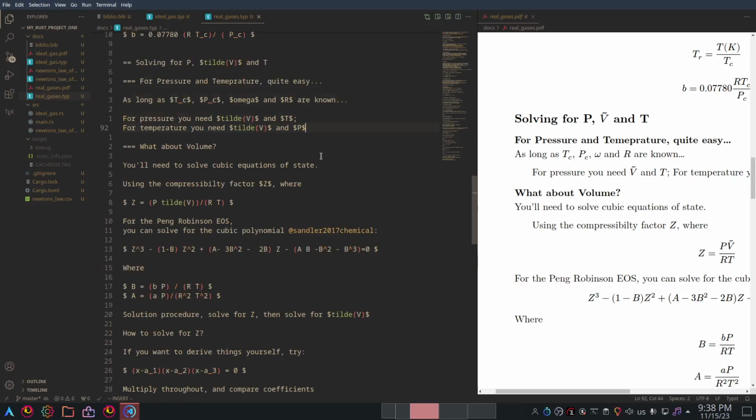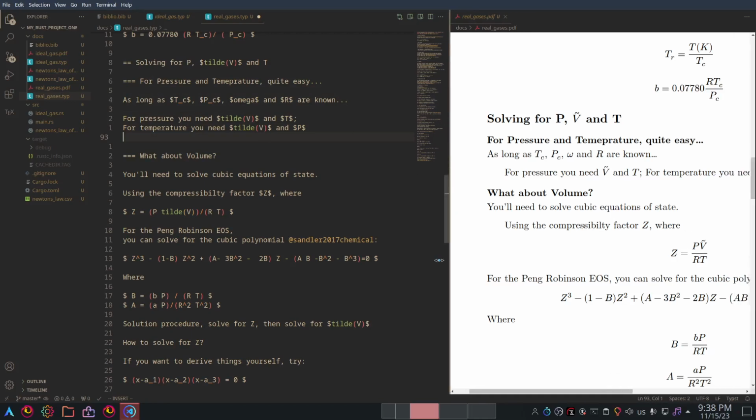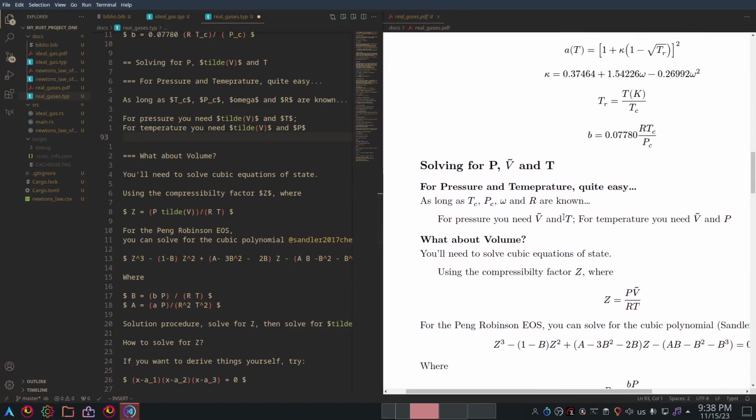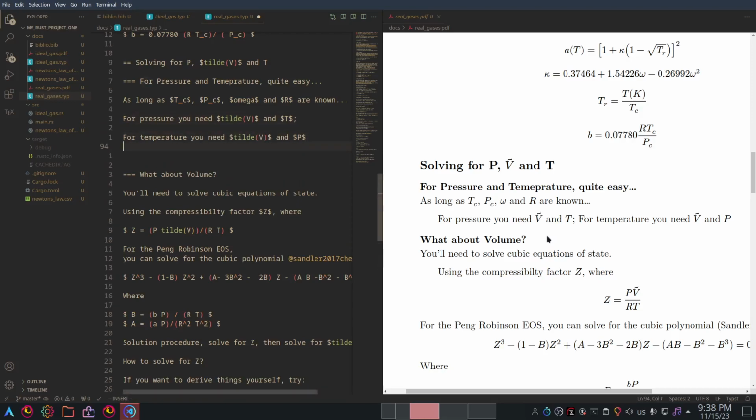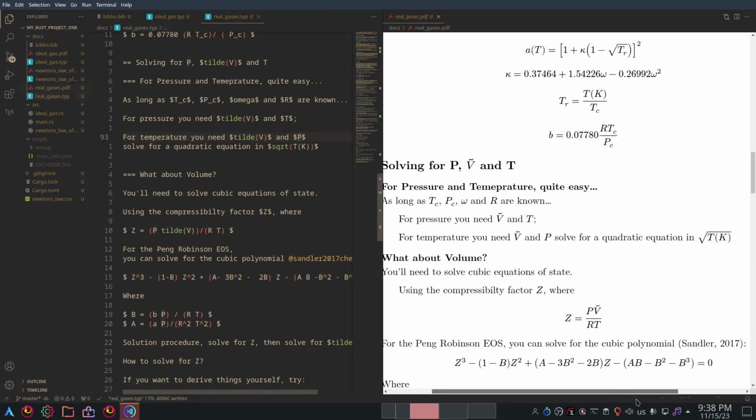Okay, for temperature you need the volume and pressure. Okay, solve for a quadratic equation in what? Square root of t. So that's what you'll need to do here. Compared to a cubic equation, that'll be pretty straightforward.